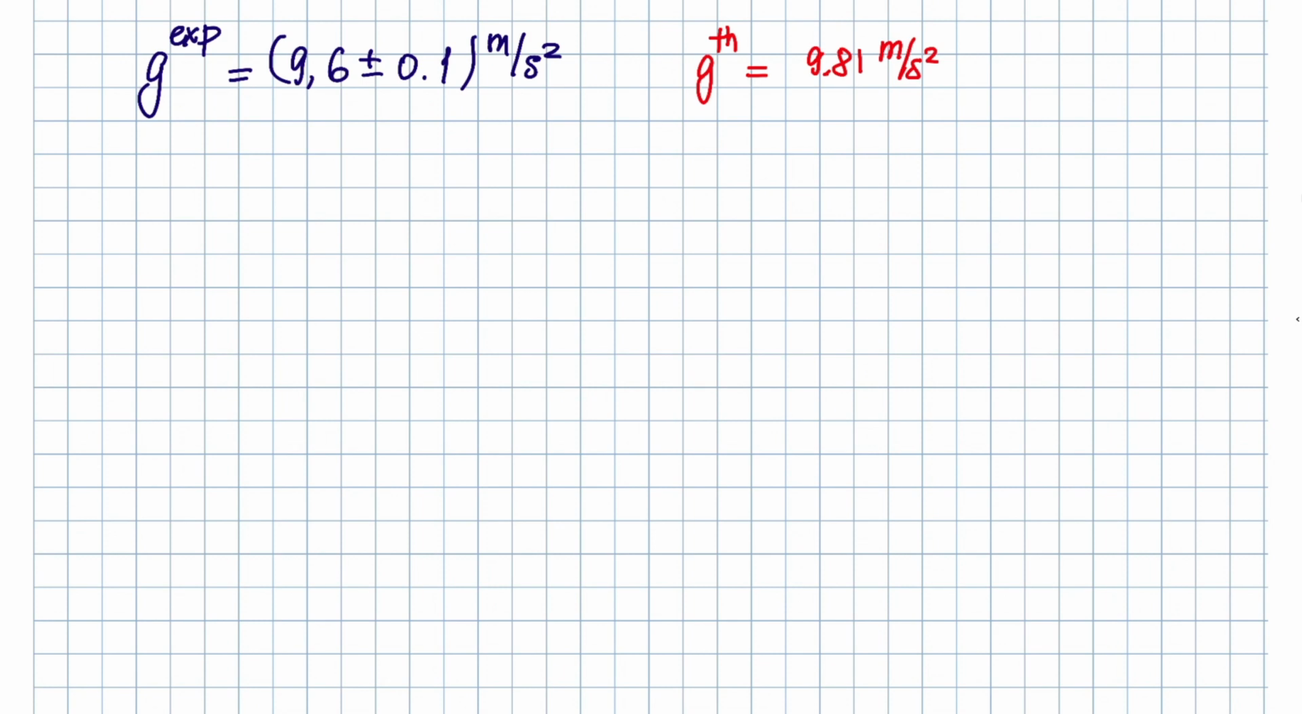Let's say you did an experiment and you measured your acceleration due to gravity, and let's say your experimental value came out to be 9.6 plus minus 0.1 meters per second squared. And we know that the theoretical value is 9.81 meters per second squared. So do these values agree?